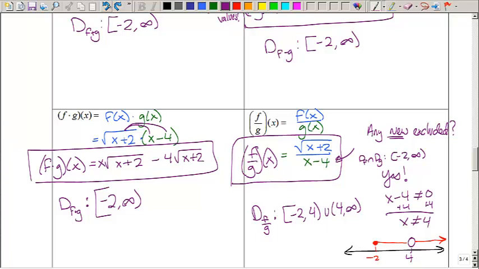That's the end of combining functions. The next thing we'll look at is the composition of functions in the next video.